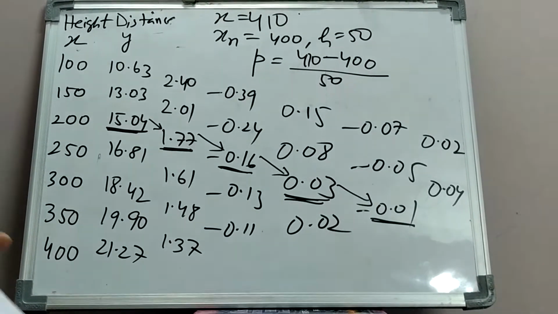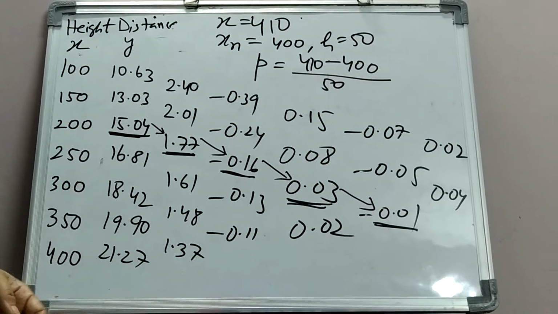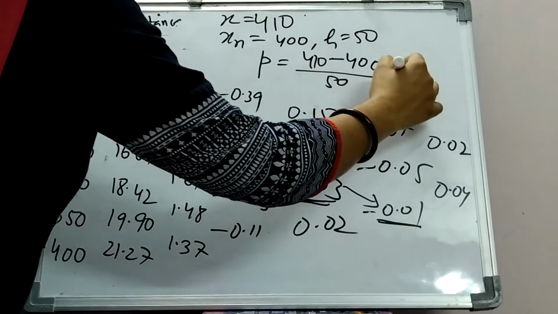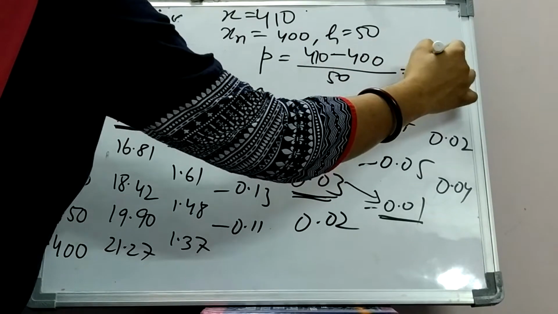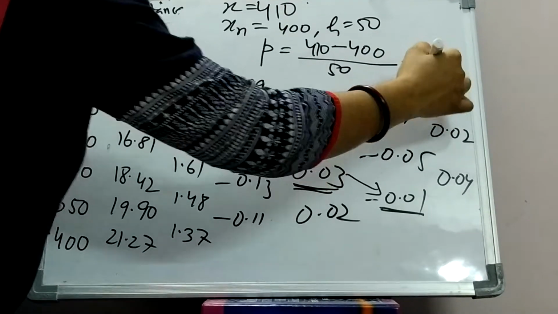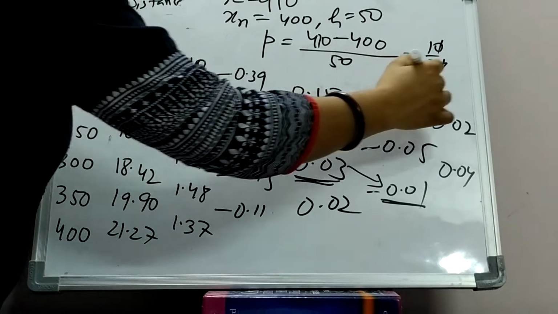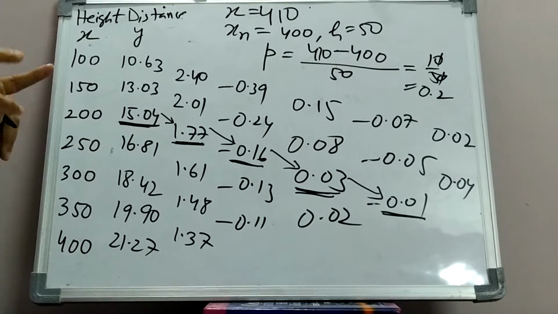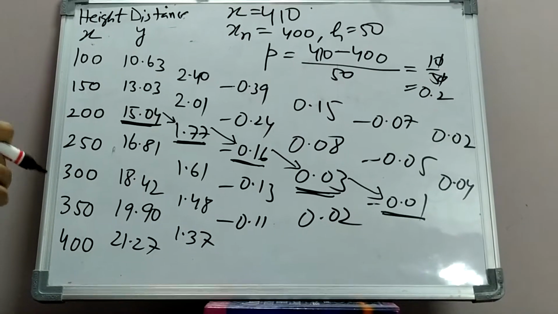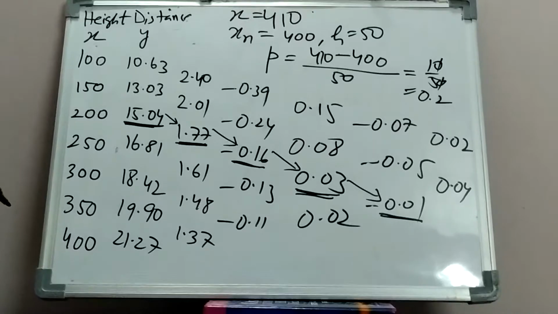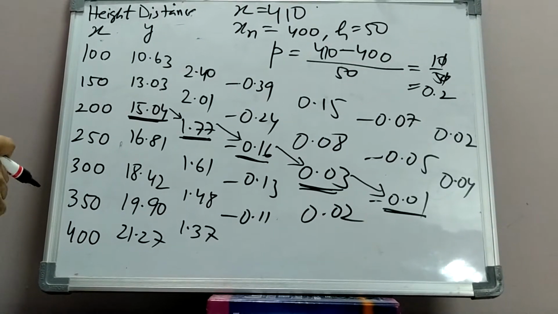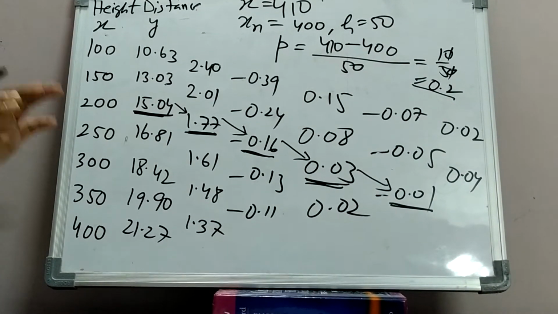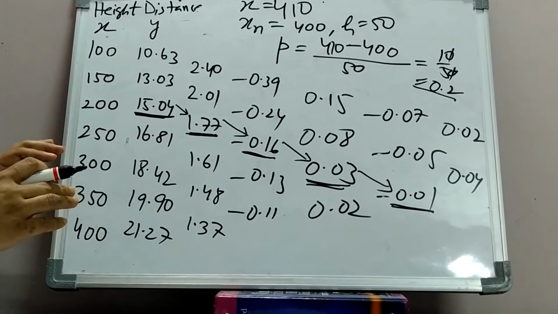So the value of p obtained in this case will be equal to how much? The difference is 10 by 50, which means 1 by 5. 1 by 5 means it is 0.2. So for the second case, where we apply Newton's backward interpolation formula for the extrapolation, we get the value of p something like this. Now once the value of p is identified, we have to apply the formula.